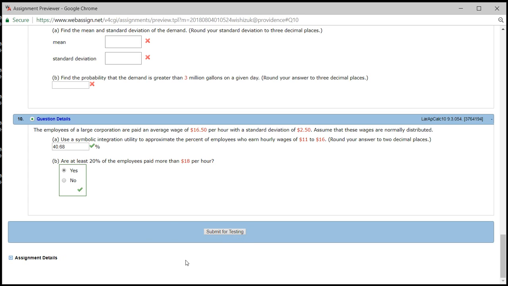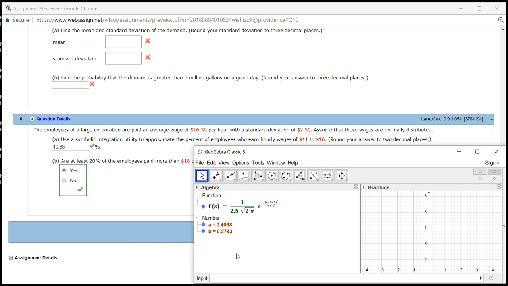It came back and looks like we got this one correctly. All right, that's it. I hope that this was clear.